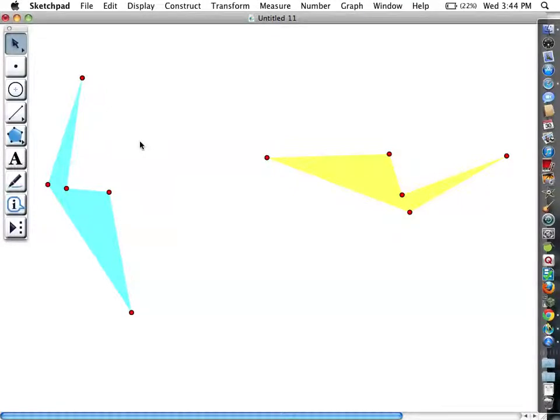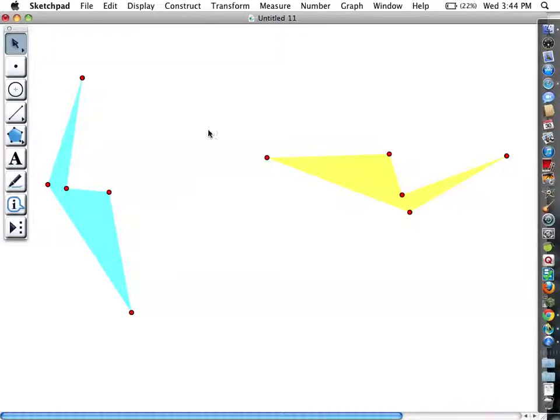So here we are illustrating the fact that any series of rigid transformations can be reproduced by at most 3 reflections. So I start with 2 figures here that I know are congruent. I know that the yellow figure is congruent to the blue figure because I produced the yellow figure by a series of rigid transformations of the blue figure.